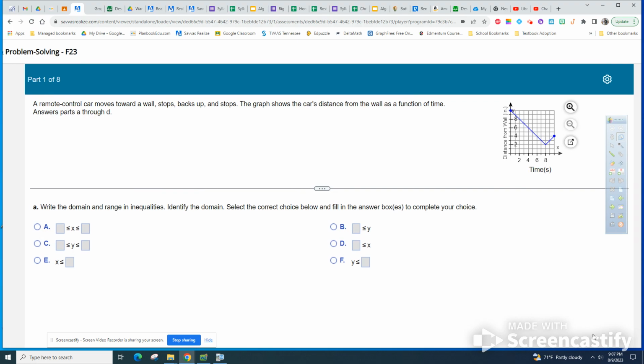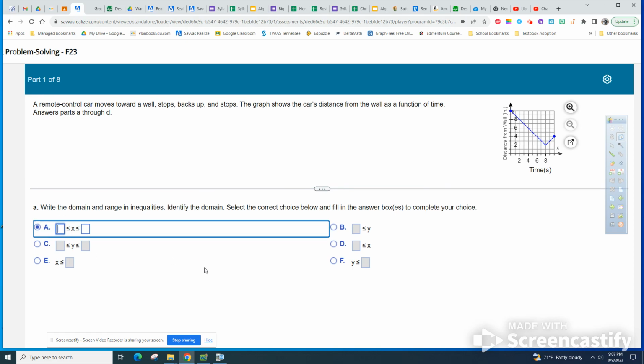Remote control car. Okay, the domain and range of the inequalities. So the x values are going to be their domain. The y values would be the range. So it's going to be from 0 to 10. Okay, 0 to 10.